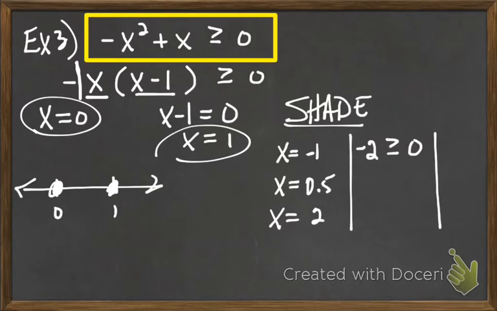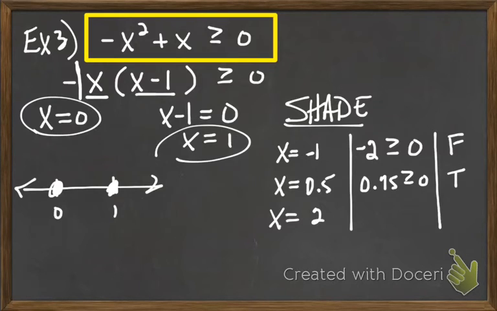True? False. Just checking. All right, 0.5. Y'all might have to do that one in your calculator. 0.5 squared is some number. Then make it negative, and then add 0.5 and tell me what that is. 0.75. Is that going to be greater than or equal to 0, true or false?